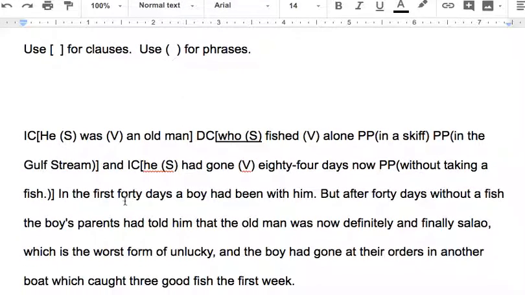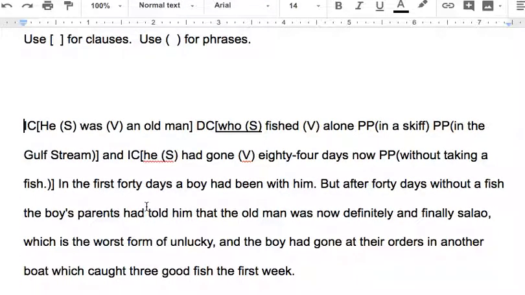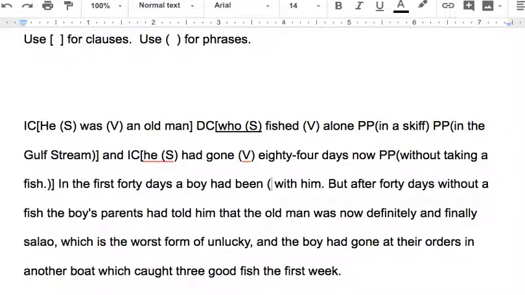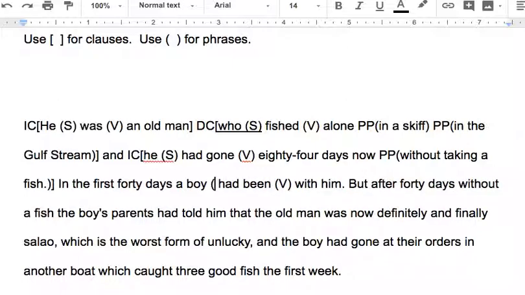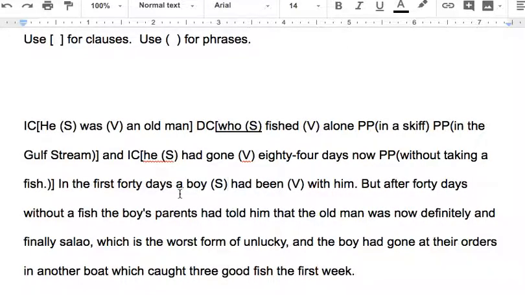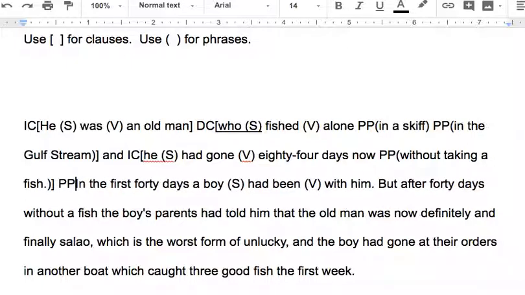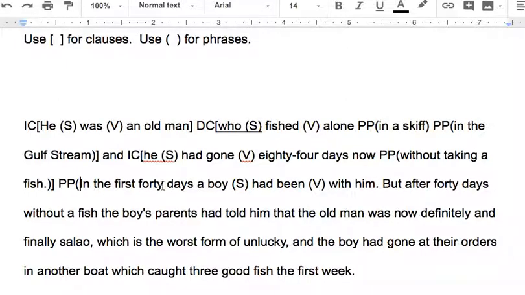Okay, let's do the next one together. This is a short one, so we're looking for the verb first. Here we go, had been, so let's identify that as a verb. To the left of that, we have the subject, a boy. So we're going to identify that. And before that, we have in the first 40 days a prepositional phrase. So let's go ahead and identify that right now. In the first 40 days.